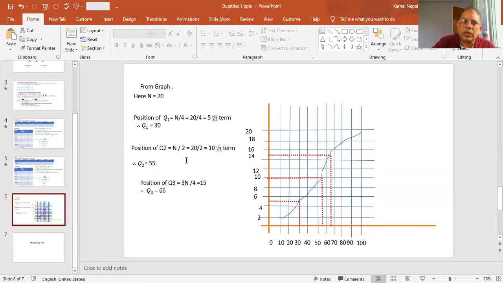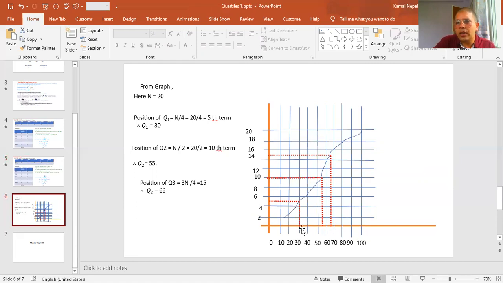Similarly we find quartile 2. The formula is n by 2 position, 20 by 2 is 10. Where is 10? Here. Go straight to the meeting point on the curve and go down. This is 55, your quartile 2. Similarly, quartile 3 is 3n by 4, 3 into 20 by 4 is 15. Go straight from 15 and then straight down, and it is 66. So it is your quartile 3.